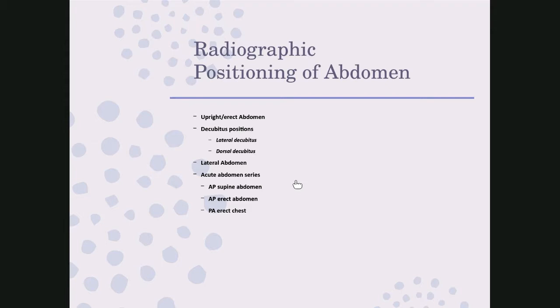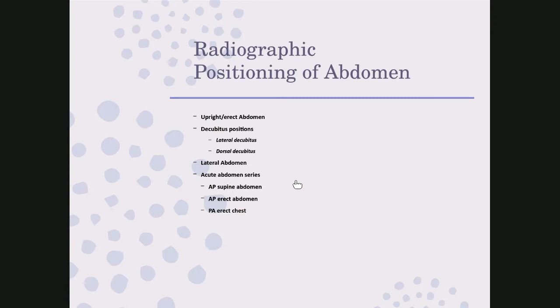And there is no real such thing as a routine abdomen. Depending on what you're looking for would actually determine what views the physician actually ordered. So whether you're looking for air fluid levels, those views would be different than if you were looking for, let's say, kidney stones or a foreign body or something along those lines.